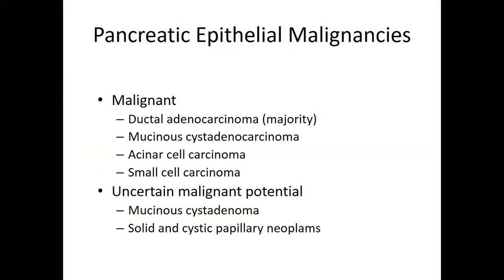Pancreatic epithelial malignancies. Now, what kind of malignancy and what kind of tumor is it? If it is malignant, it is usually ductal adenocarcinoma that we get in the majority of the cases. Second is mucinous cystadenocarcinoma, acinar cell carcinoma, small cell carcinoma. Well, of uncertain malignant potential, you have mucinous cystadenoma, solid and cystic papillary neoplasms.